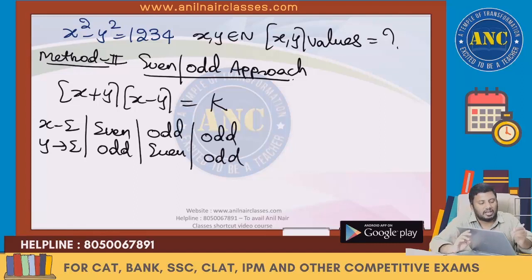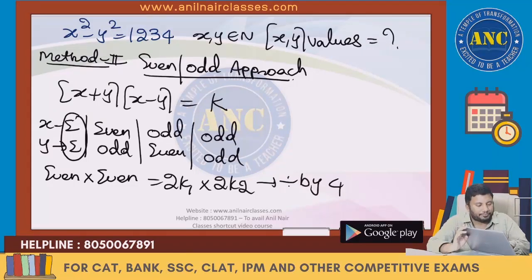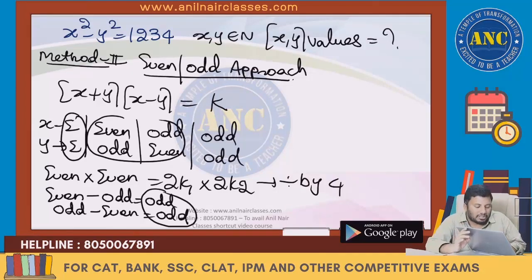In the first case, even plus even is even, and even minus even is even. Any even number is of the form 2k1, here also 2k2, so the answer is divisible by 4. For even and odd: even number squared is even, odd number squared is odd, even minus odd is odd. Odd number squared is odd, even number squared is even, odd minus even is odd, so the right hand side is odd. Odd plus odd is even, odd minus odd is even, so the answer is divisible by 4.